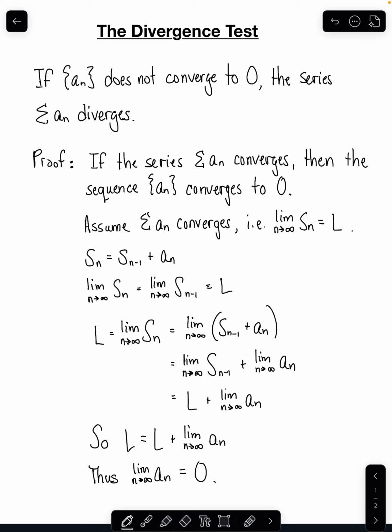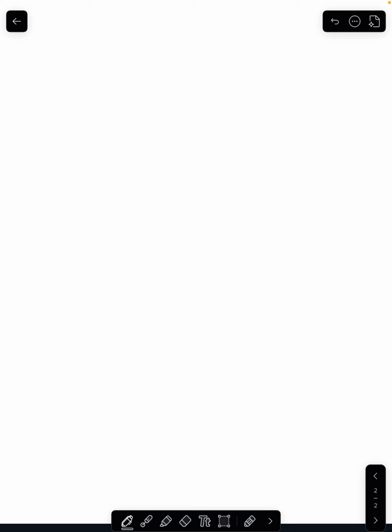Proving this contrapositive thereby proves the original statement of the divergence test, that if the terms of the series do not approach 0, then the series will diverge. This is perhaps best demonstrated with some examples. We'll take an obvious example first.